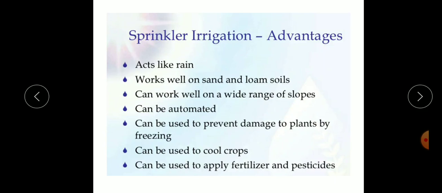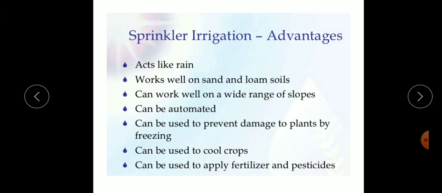Next is sprinkle irrigation. Sprinkle irrigation is a method of applying irrigation water which is similar to natural rainfall. Water is distributed through a system of pipes, usually by pumping. It is then sprayed into the air through a sprinkler, so that it breaks up into small water drops which fall to the ground. They have so many advantages.